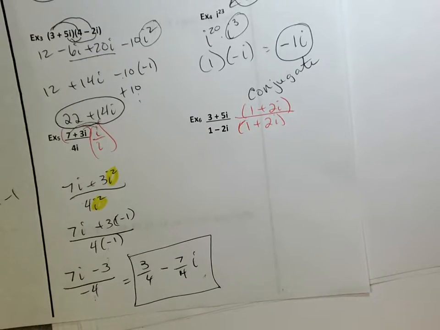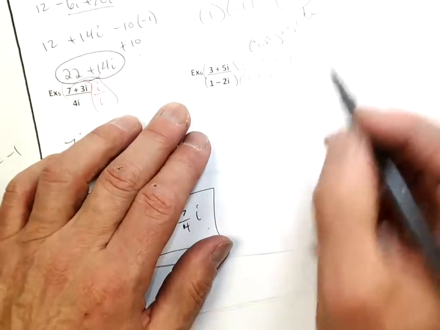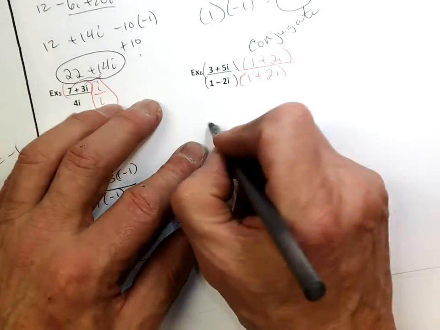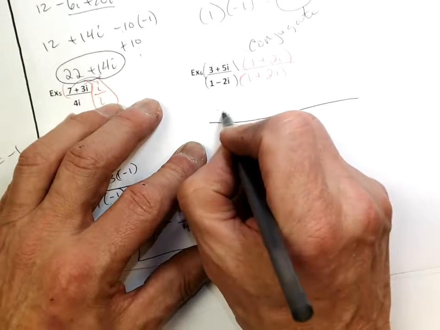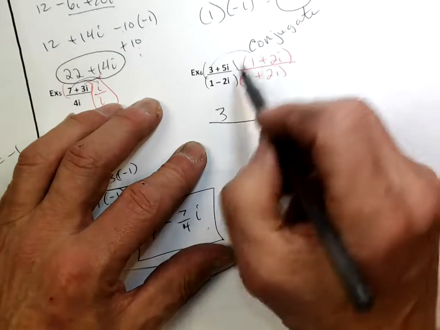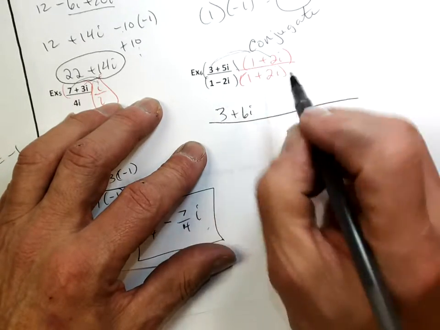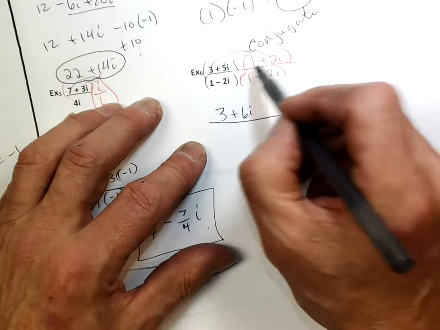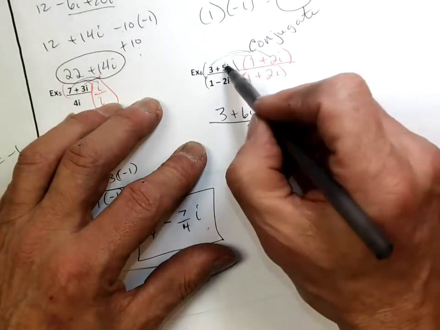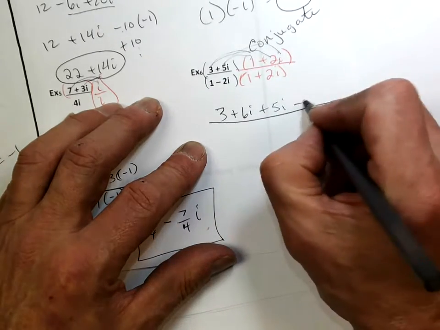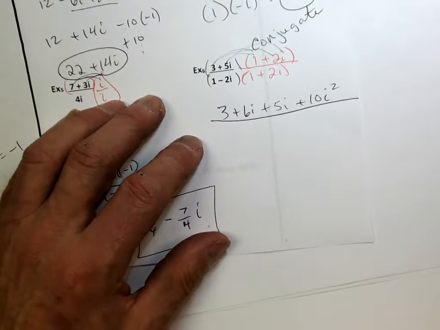How's that going to help? Well, let's see what happens. In the top, or the numerator, I'm going to FOIL. So I'm going to have a fraction. In the top, I'll have 3 times 1 is 3. 3 times 2i is a positive 6i. 5i times 1 is a positive 5i. And 5i times 2i is a positive 10i squared. So I just FOILed the top, the numerator.